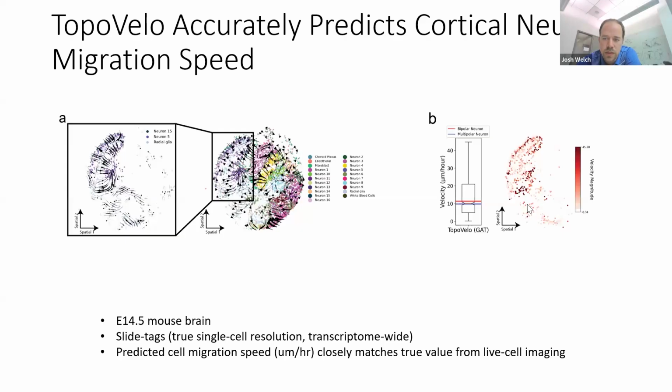If we plot the velocity magnitudes here, it predicts that the cells that are near the outside of the cortex have the fastest migration rate. We don't really have data to support whether that's completely valid, but it's kind of an interesting prediction.